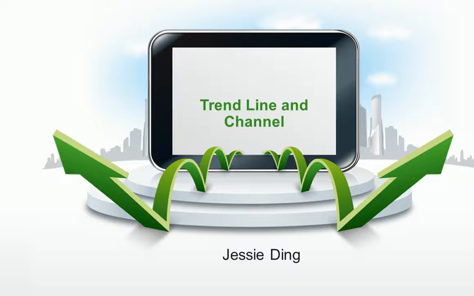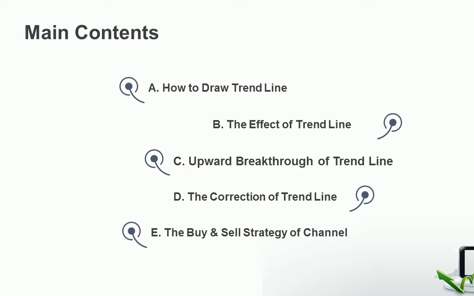Last time I taught this course before, but today I will add some new contents, so I hope you can understand better. So let's see the main contents. Today we will learn how to draw the trend line and the effect of trend line, upward breakthrough of trend line and the correction of trend line, the buy and sell strategy of channel. And I will combine with the two functions to judge how to buy and sell in stocks.